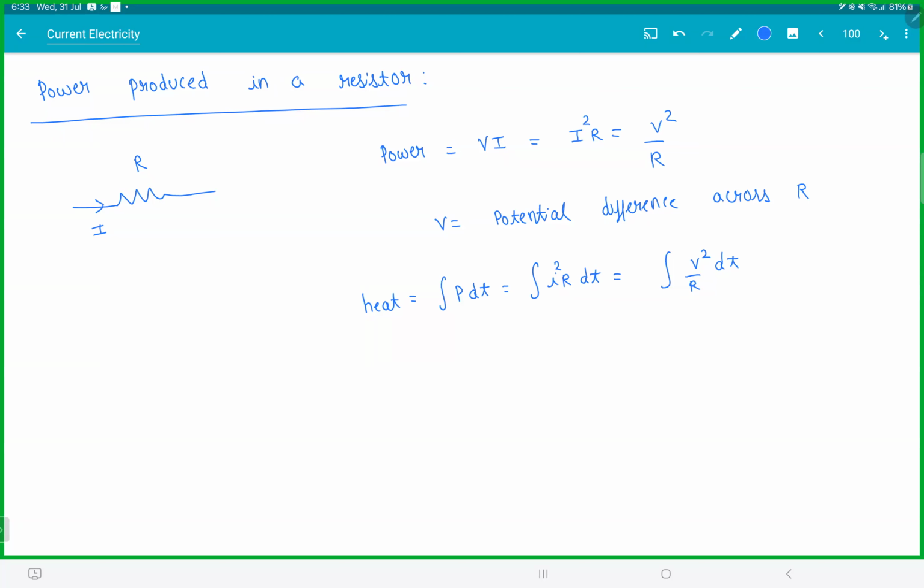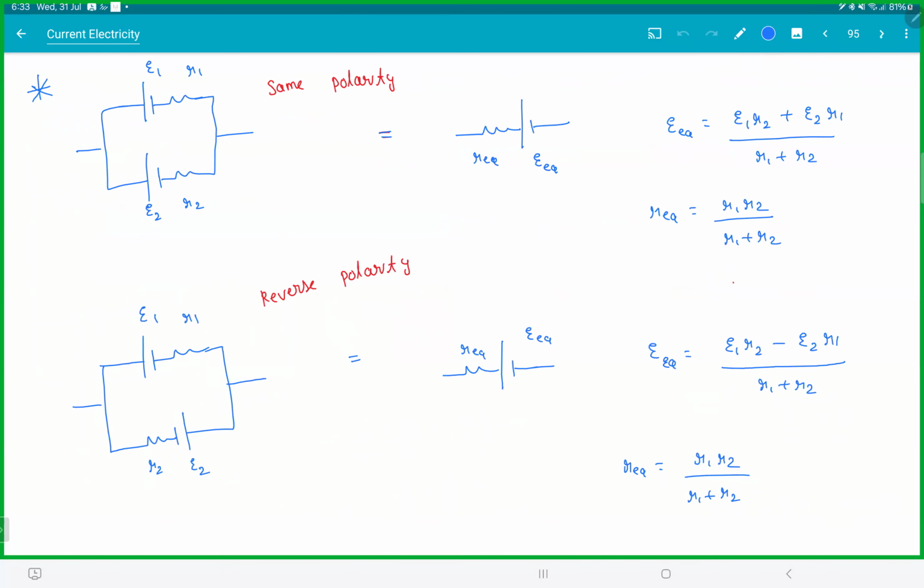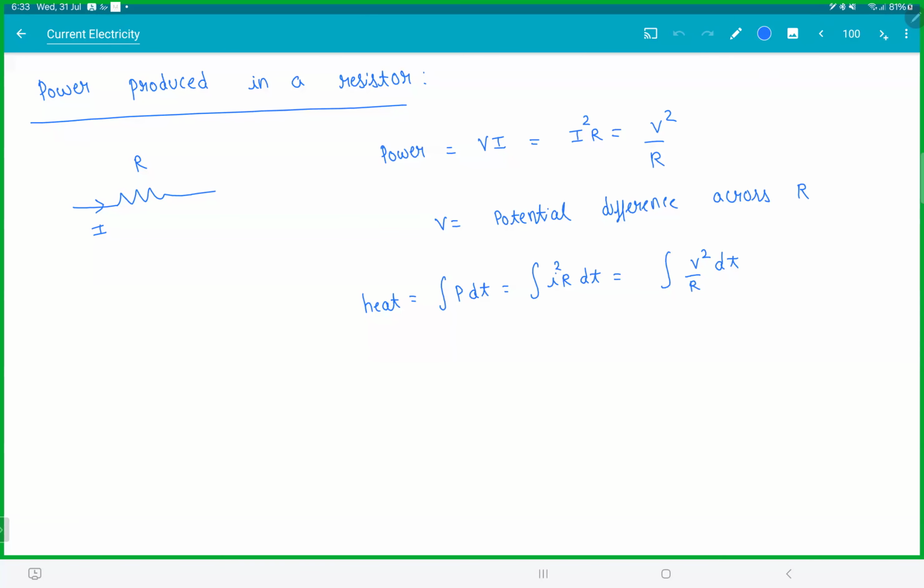Clear? Let's see a question. Turn the page.